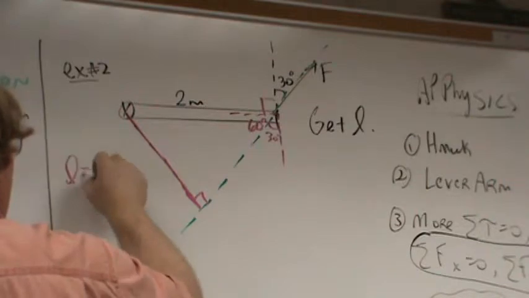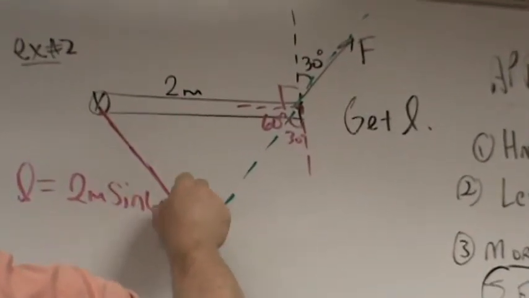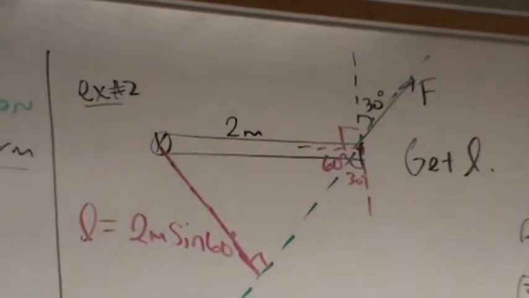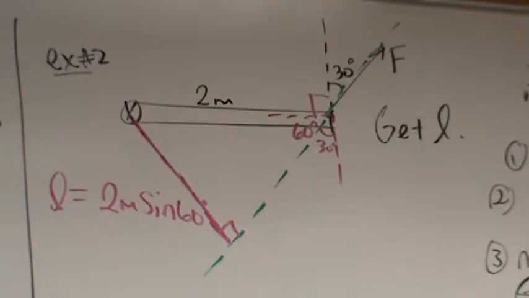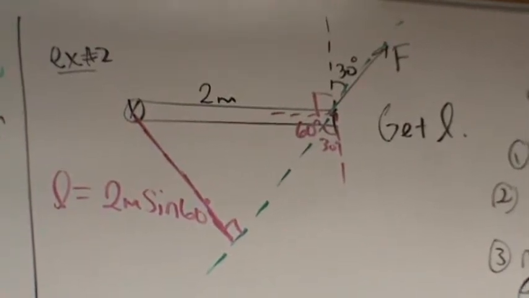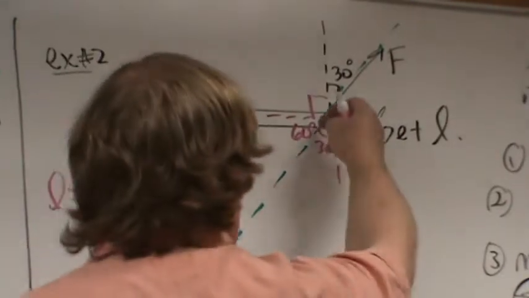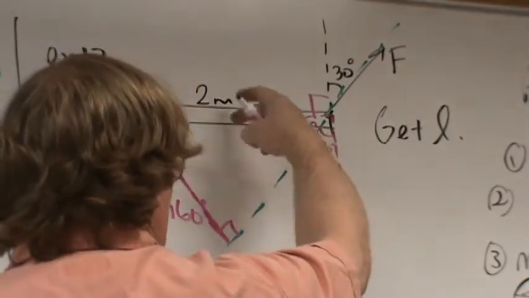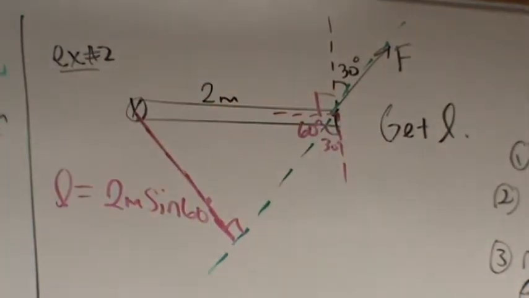So this lever arm is going to be 2 meters times the sine of 60 degrees. How many people got 2 meters times the sine of 60? Good. Did anyone get 2 meters times the sine of 30? Okay. Well, if you got 2 meters times the sine of 30, make sure you got the angle between the door and the line of action. Don't get some weird angle measured relative to a vertical.